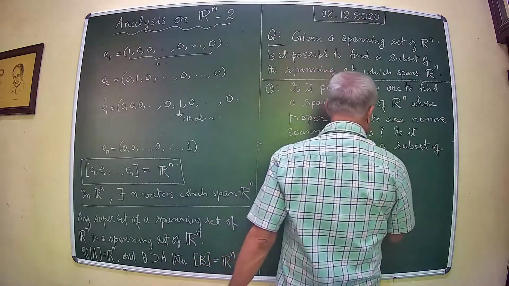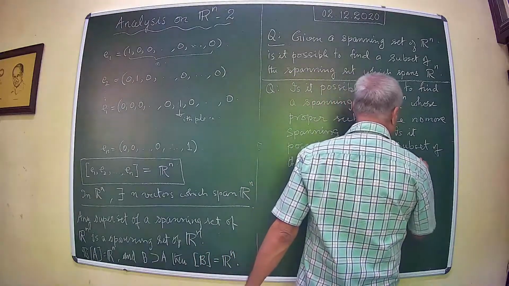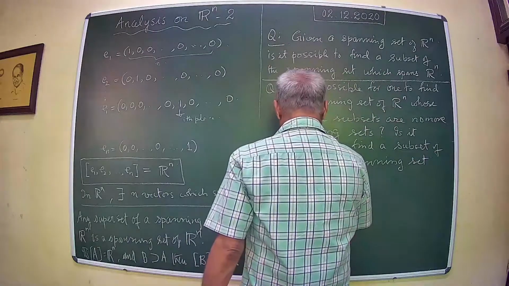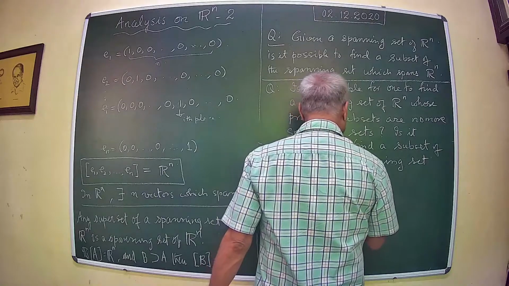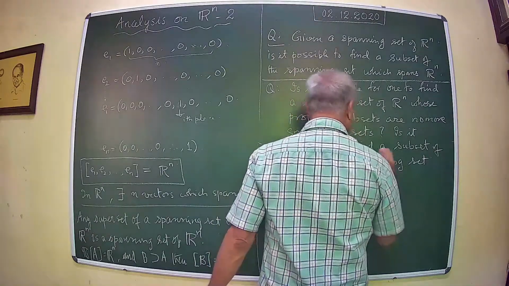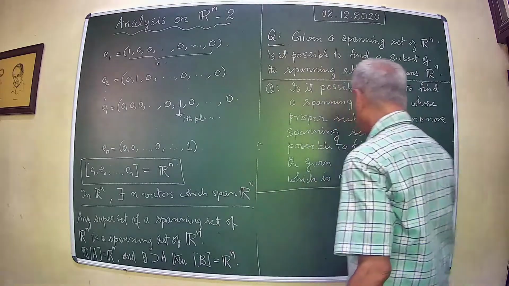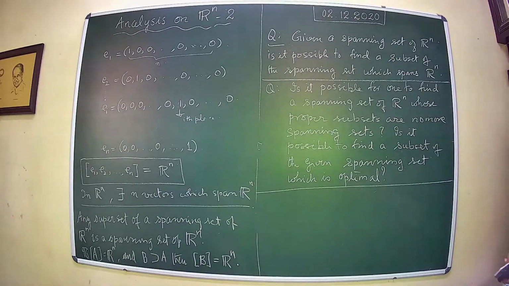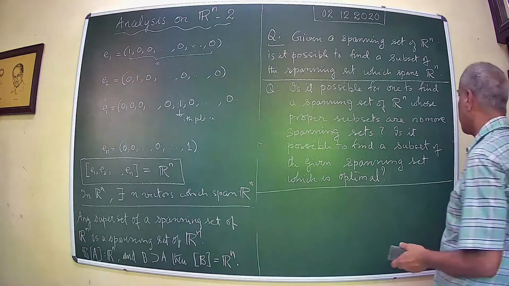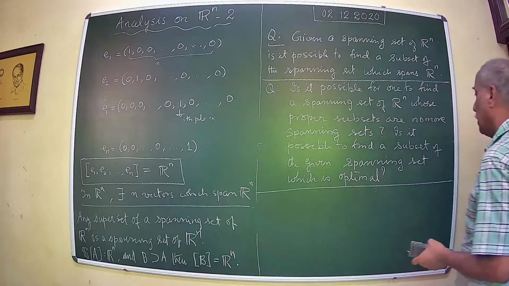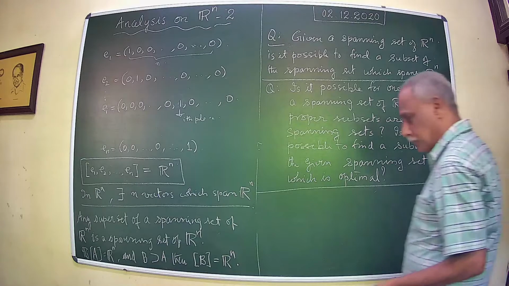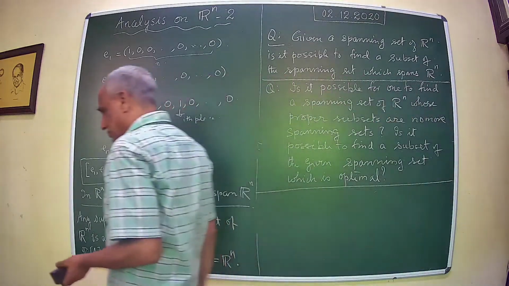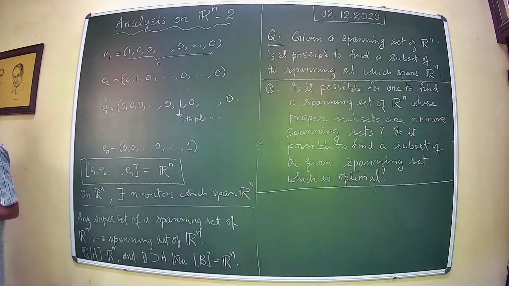Given a spanning set, is it optimal? That's a question there. Is it possible to do that? This is interesting. Can you find a smaller set which spans it? Then that's enough. You don't go for this larger one.